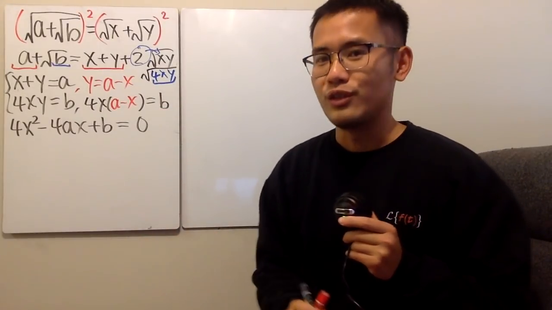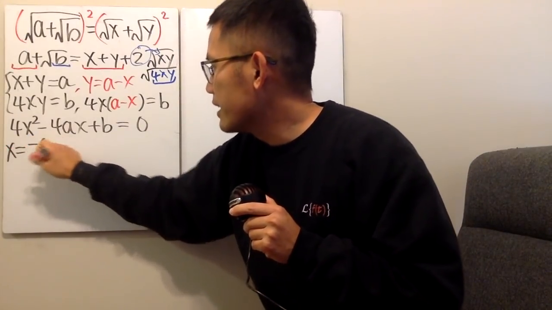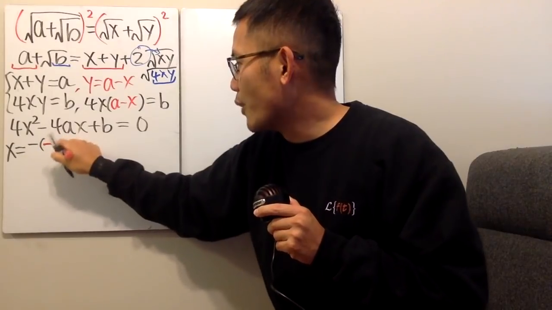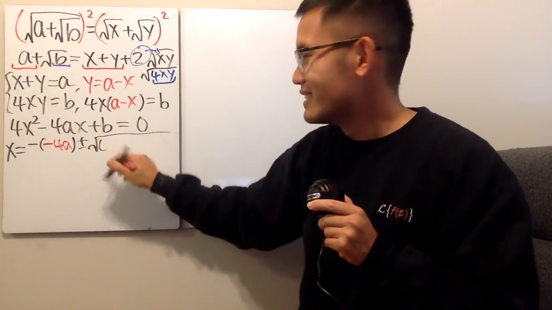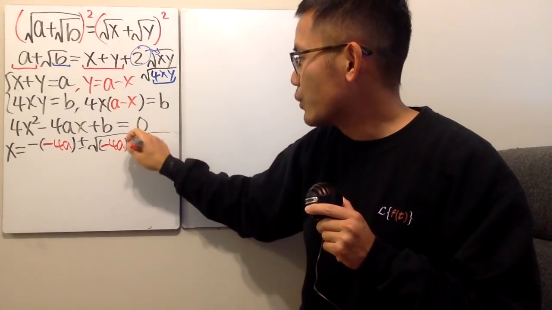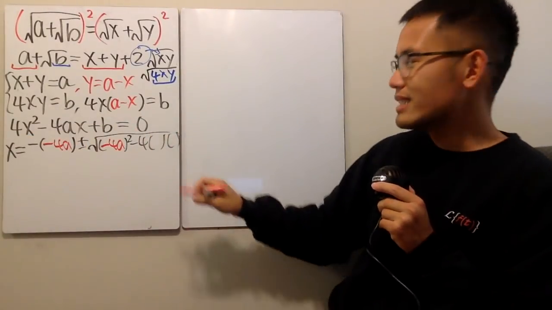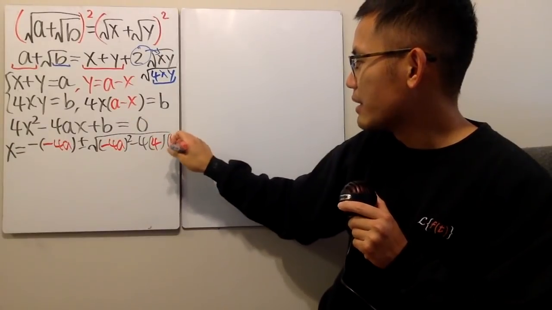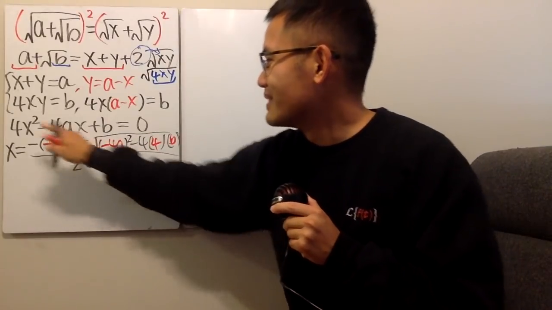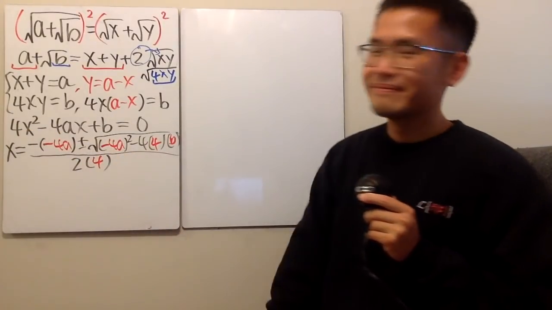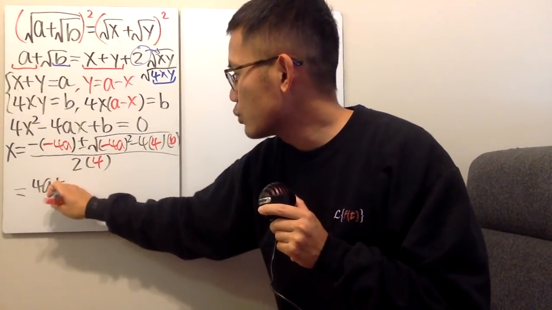Quadratic equation, quadratic formula in action, of course. So we know that x is equal to, well, we have negative this, which is negative 4a, and then plus or minus the square root of this squared, which is negative 4a, and then square that, and then minus 4 times this and that. So of course, let's put on the 4 and then the b right here. And then all over 2 times this, which is 2 times 4, like this. Now, let's go ahead and simplify this a little bit. You see this is 4a plus or minus.